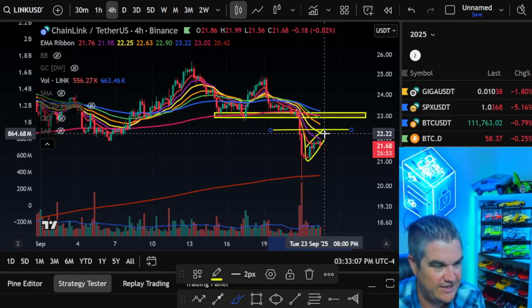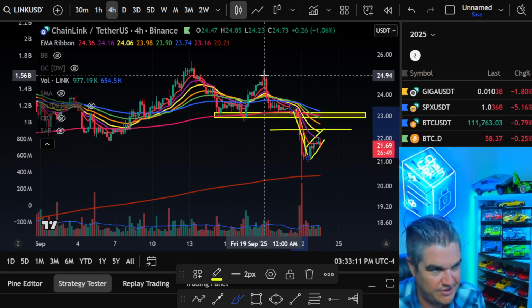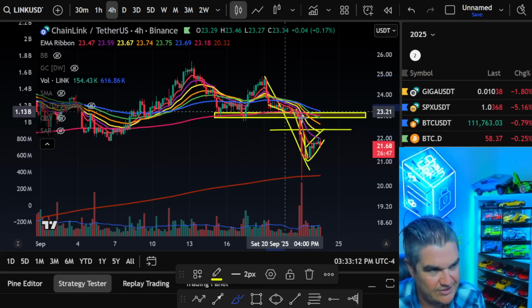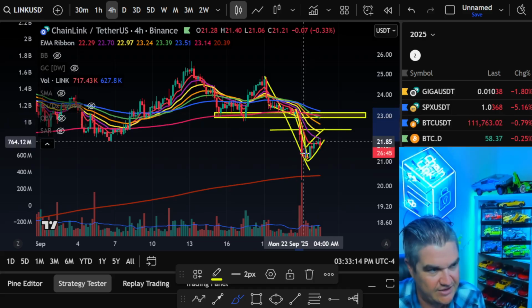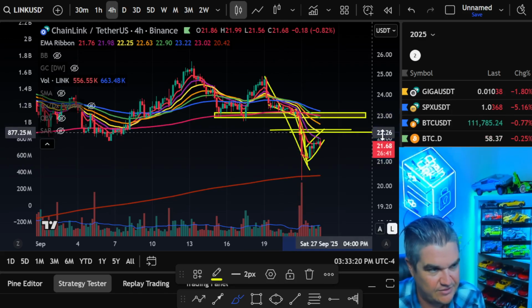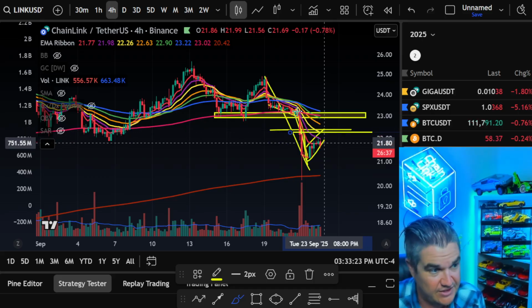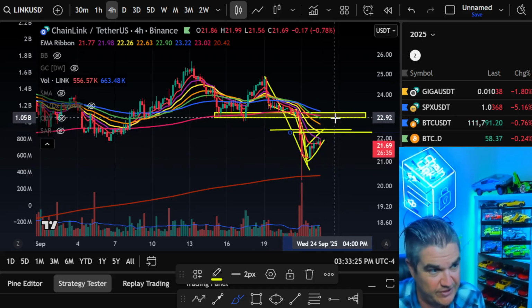We can start to break that because your flag can't go below half of this pole. And I guess you could argue that, but that's too much, right? So a flag really started right here. The flagpole, half of that is roughly $22. Start climbing above that, this falls apart, starts to become more bullish.